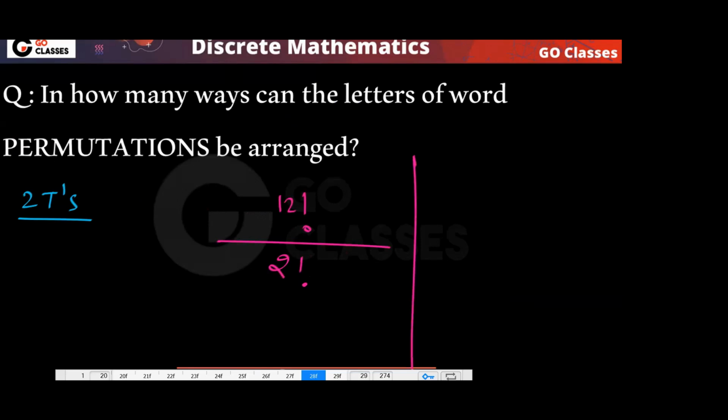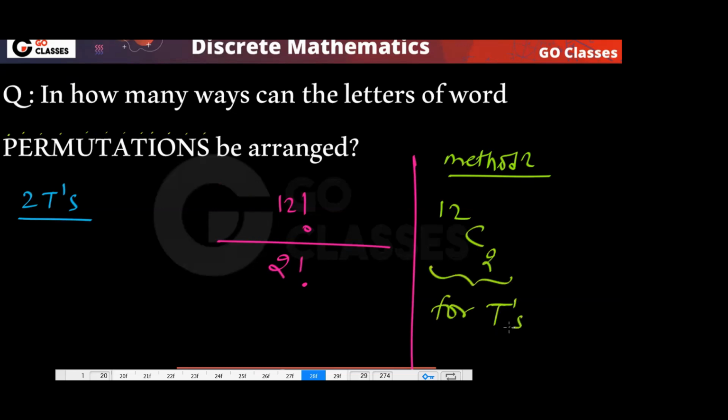Or what you can do is method 2. What is method 2? From 12 positions, 1, 2, 3, 4, 5, 6, 7, 8, 9, 10, 11, 12, you select 2 for T, and then the remaining letters can arrange in 10 factorial ways because they have no restriction.